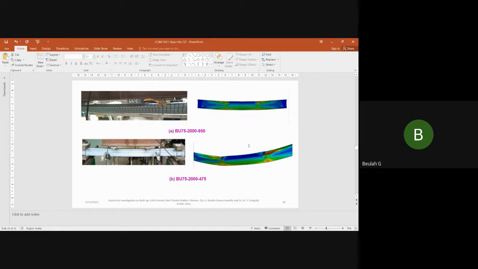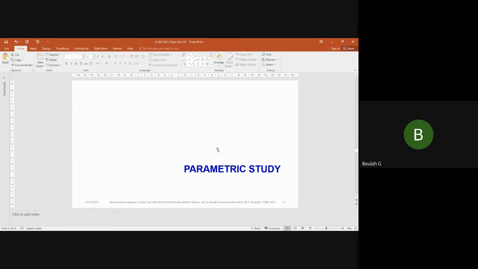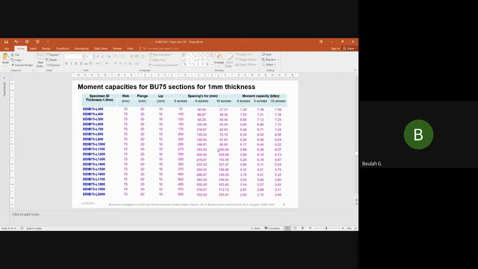So here you can see the lateral torsional buckling for length 2000 with a spacing of 950. It is an experimental study done by Roy et al. And here it is a numerical study. Similarly, for the screw spacing of 475, the experimental study was validated by me, and the same pattern can be followed. So in the parametric study, the thickness was varied from 1 mm to 3 mm, and the screw numbers were varied as 3, 5, and 10.